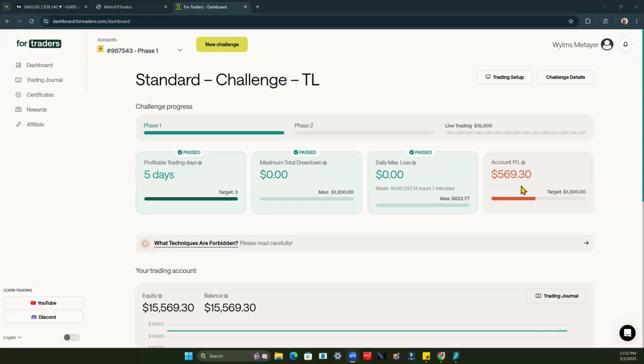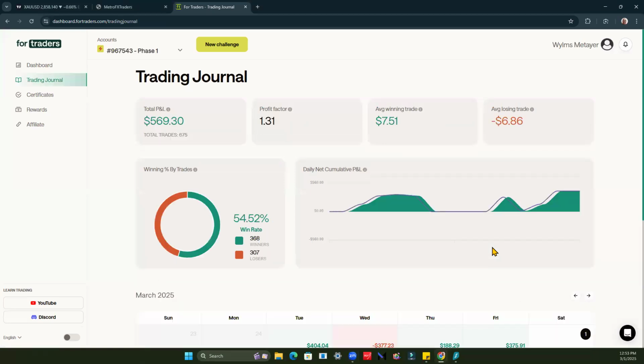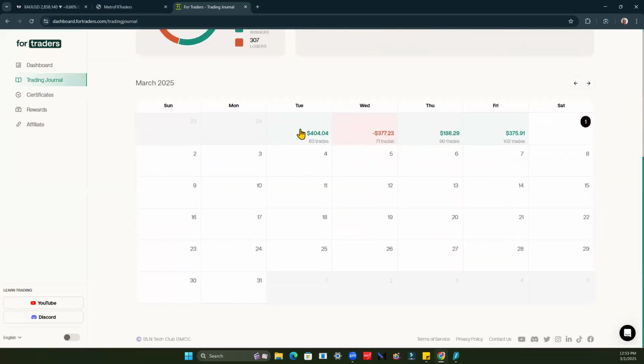My goal in order to pass the challenge is $1,200 in profitability in order to get to phase two. And once I've passed phase two, I get a live trading account for $15,000. There's a profit split with this prop firm where I get to keep 80% of the profits. So let's look at the trading journal. Just to show you guys, my win ratio is 54.52%. My P&L again is $569. I'm up on the challenge. This is the calendar of events. I started Tuesday.